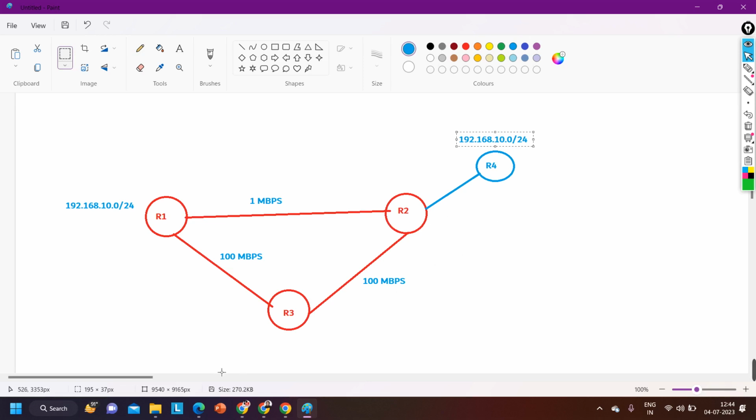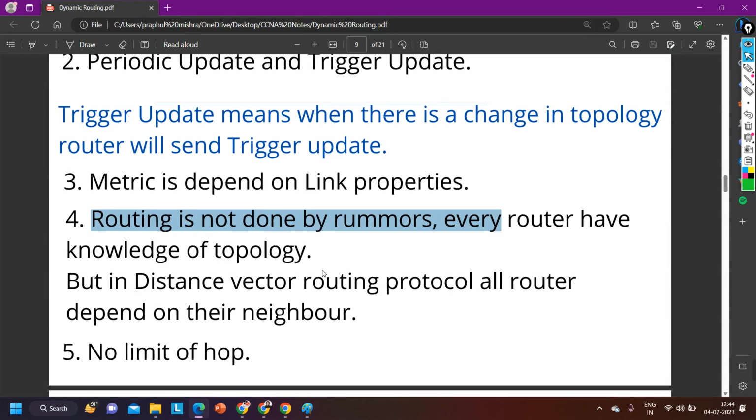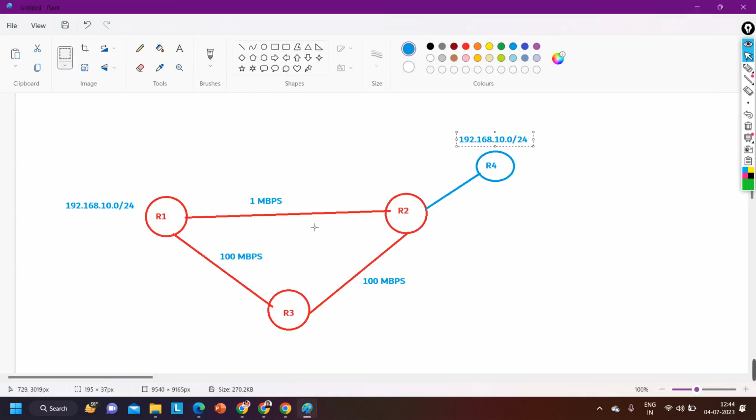So this is what is called routing by rumors. But in a link state routing protocol, all routers have the information of the entire topology. Router 4 will have information about this network, that router 2 is not the actual advertiser of this network. R1 is the actual advertiser of this network. By checking its database, router 4 can design the entire topology. But a distance vector routing protocol cannot design the topology by checking its own database, because all routers depend on their neighbor.